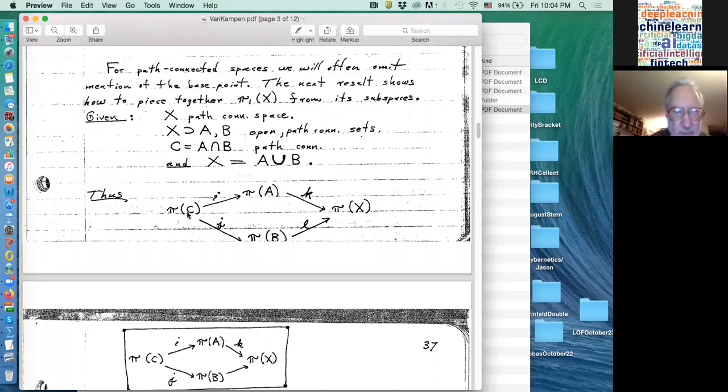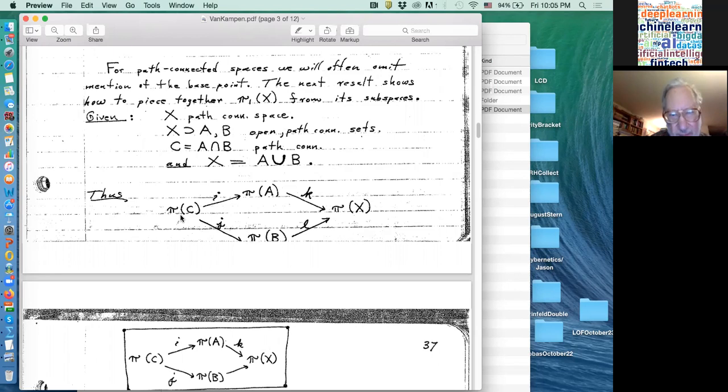You see, the fundamental group of the intersection goes into the fundamental group of A, goes into the fundamental group of B, and A and B both go by inclusion into the fundamental group of X. So the Van Kampen theorem tells you that the fundamental group of X is the free product of the fundamental group of A and the fundamental group of B, modulo the normal subgroup generated by those elements which must be identified in order to make this work.